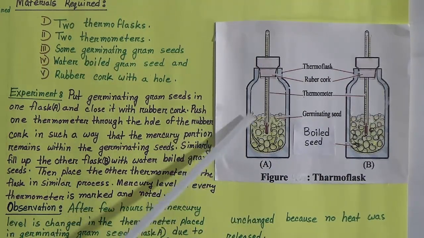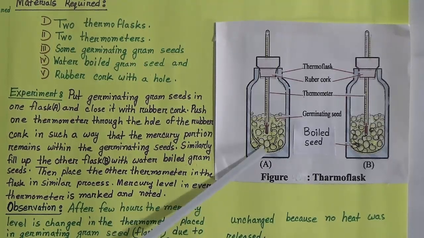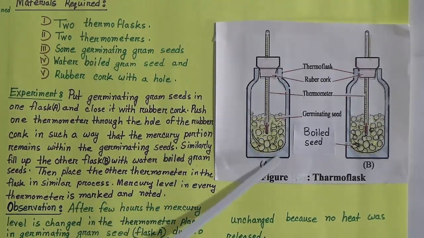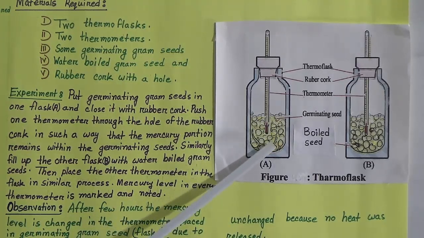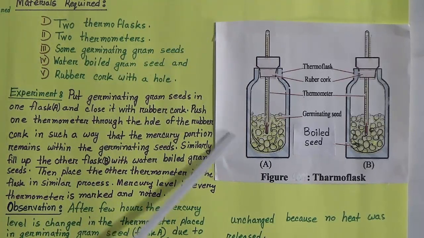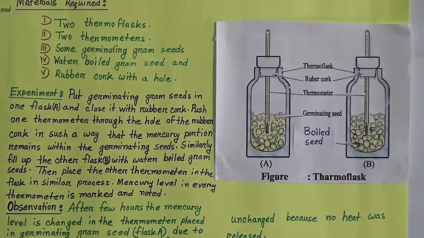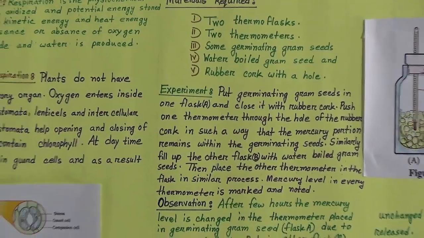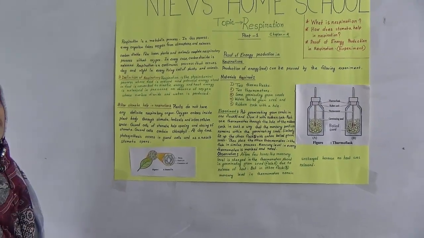And we can see heat produced in flask A, because we used germinating gram seeds in this flask. That means these seeds are alive and the respiration process occurred here. So now we can understand by this experiment that by the process of respiration, heat is produced.